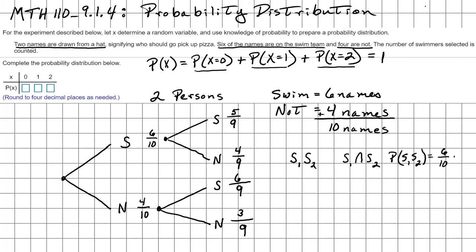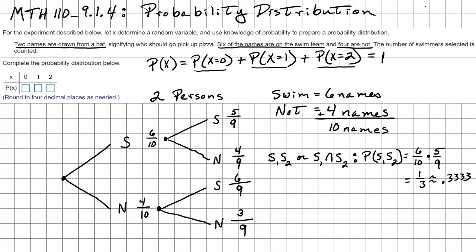Either way, we're going to use the product rule, and the probability of both names being from the swim team is going to be the probability of drawing the first name on the swim team times the probability of drawing the second name, and it's also on the swim team. And then we go ahead and calculate this, which will reduce down to 1/3, which, as we're going to round to 4 decimal places, will simply be 0.3333.